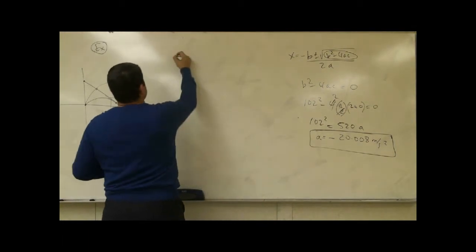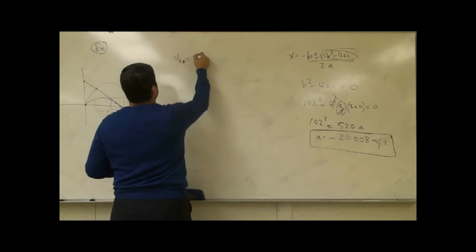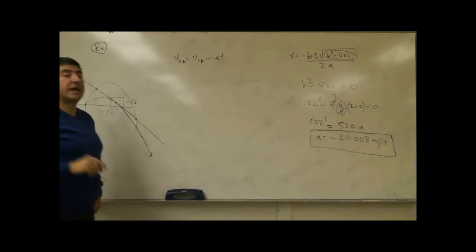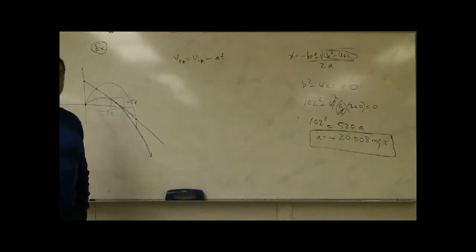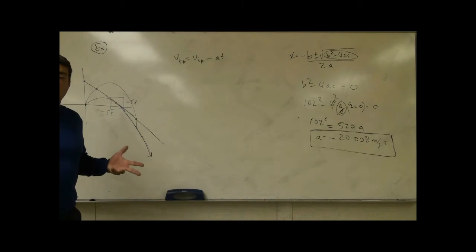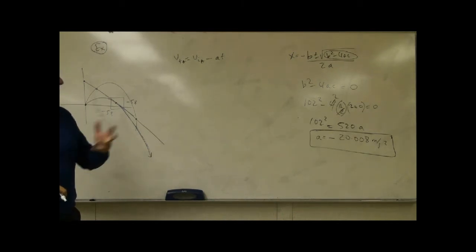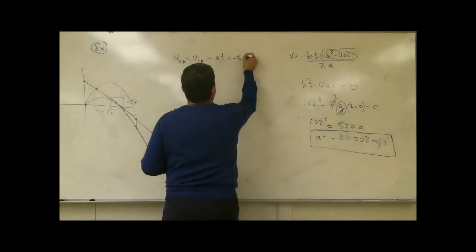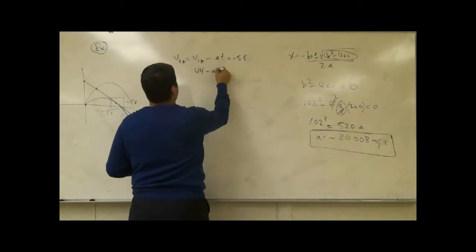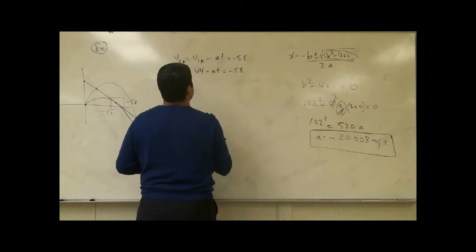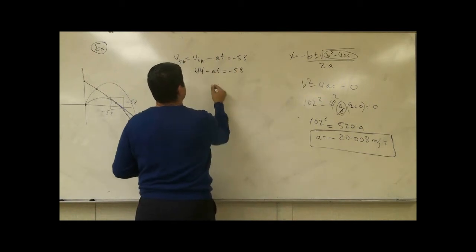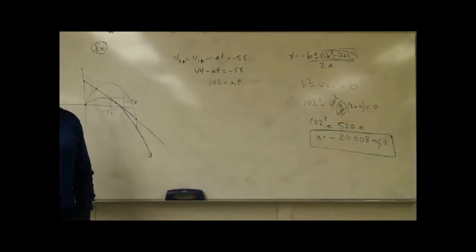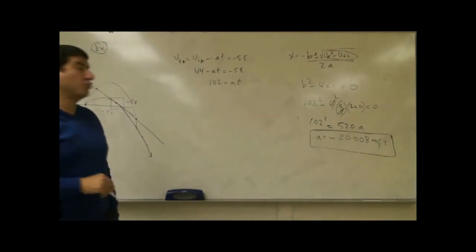We can say the velocity of train A equals the initial velocity of train A minus at, and we want the velocity of train A to be equal to the velocity of train B, which is what? Negative 58. So this is negative 58. This one is 44. Okay, so now this one goes over here, we have 102 is equal to at, therefore the product of a and t must equal 102.